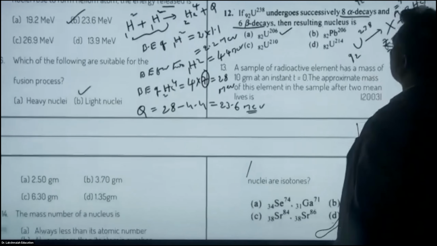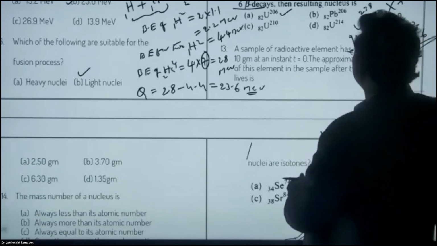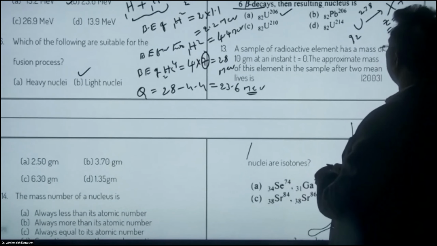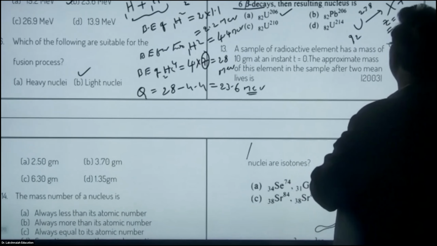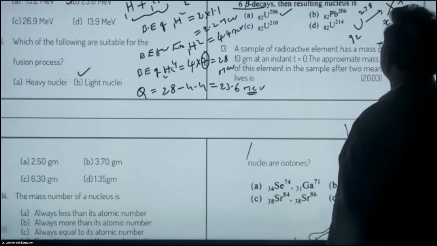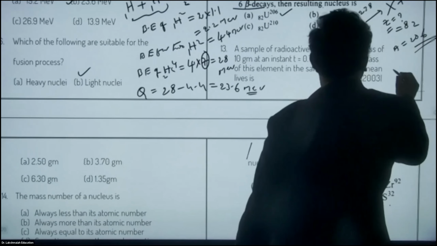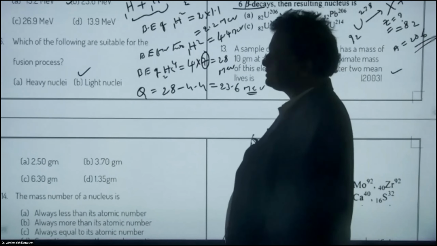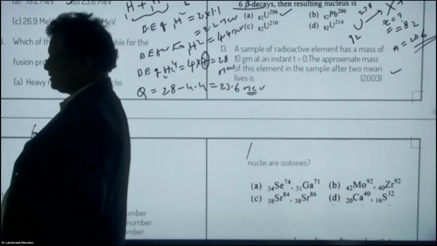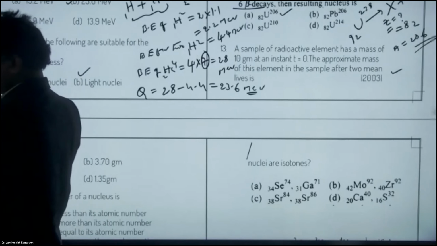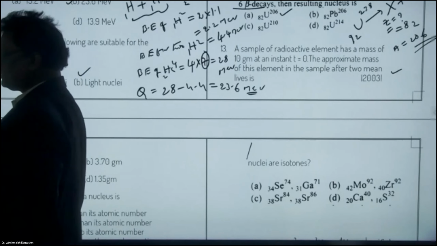A sample of radioactive element has a mass of 10 grams at an instant t is equal to 0. The approximate mass of this element in the sample after 2 mean life years. After 2 mean lives. 13th question maybe.